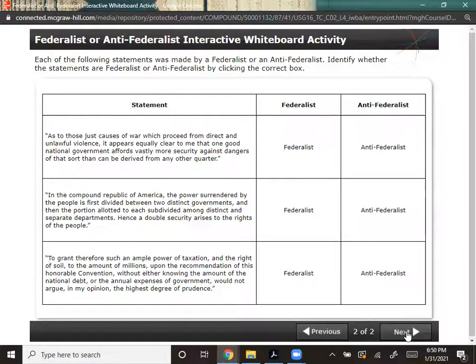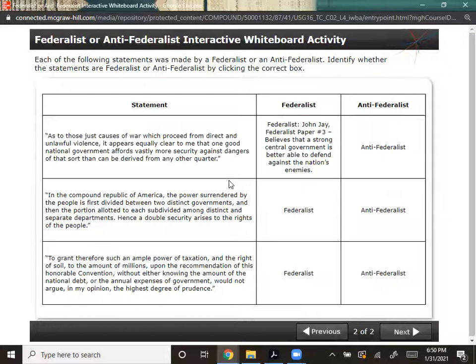As to those just causes of war which proceed from direct and unlawful violence, it appears equally clear to me that one good national government affords vastly more security against dangers of that sort than can be derived from any other quarter. I think it's Federalist because it says one good national government. I was right. John Jay, Federalist Paper number 3, believes that a strong central government is better able to defend against the nation's enemies.